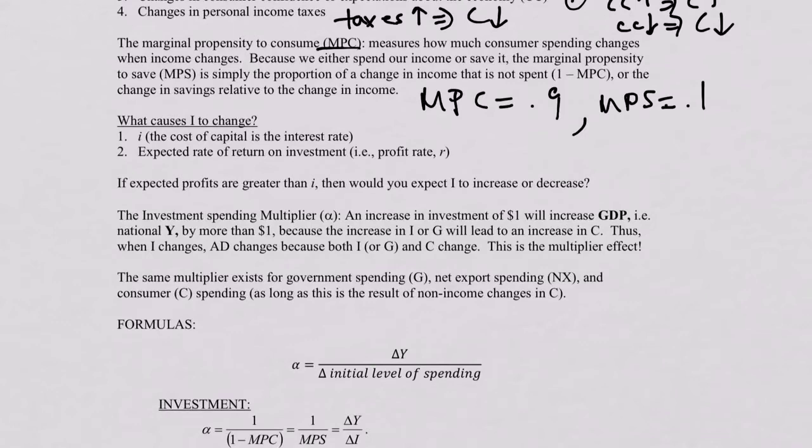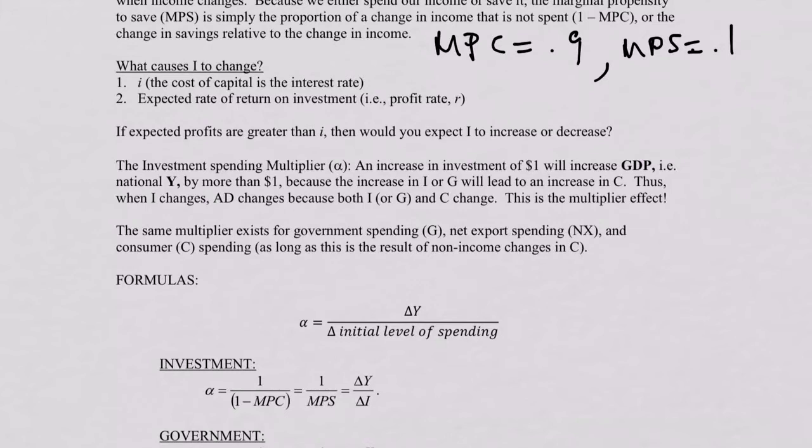What causes investment to change? I, the cost of capital, the interest rate, what you borrow at. And again, we're going to have that inverse relationship. So if I goes up, investment goes down. And the expected rate of return on investment, or the profit rate. So I'm using R here. So if the firm has an expected higher rate of return on investment than that borrowing rate, then of course you would expect investment to increase. They expect to make a positive rate of return. So let's say the interest rate to borrow funds to make a capital expenditure is 2%, but you expect to make an 8% return on that investment, a profit rate of 8%.